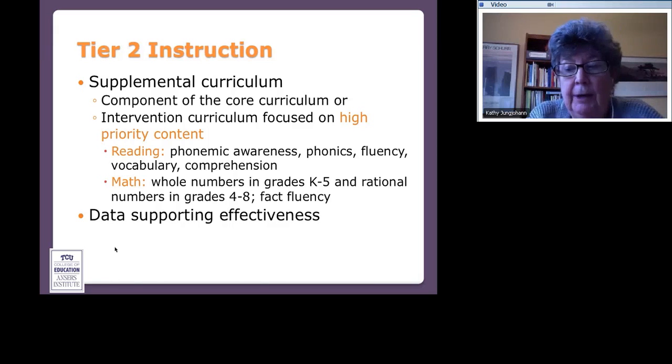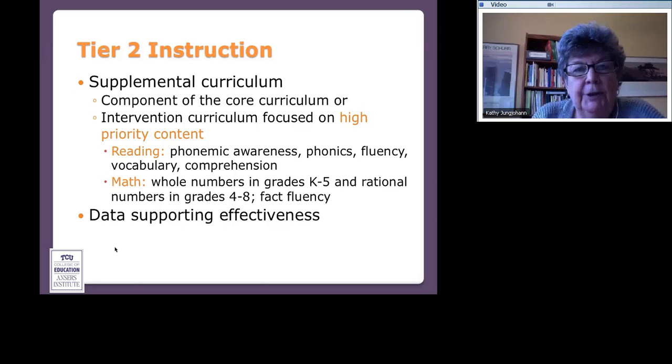Math is also an area that many schools are starting to look at in terms of addressing an RTI model around mathematics and mathematics competency and proficiency. And in which case, the priority content is around whole numbers for younger students in grades K through 5, and in rational numbers for students in grades 4 through 8. And in addition, fact fluency is also an important area of high priority content.